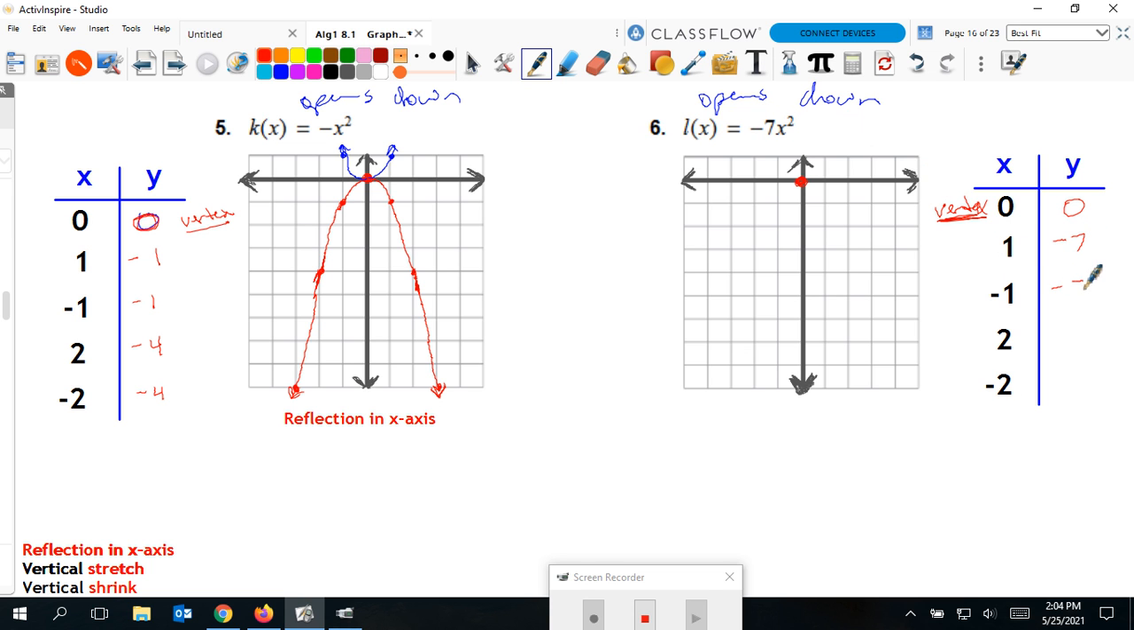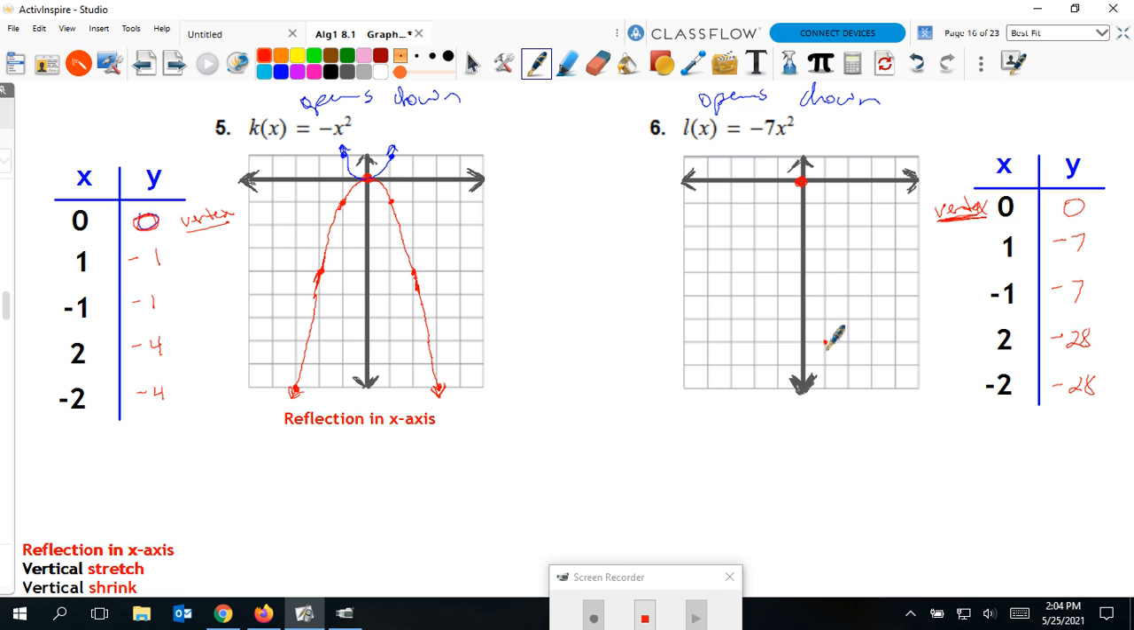If I plug in 2, 2 squared, that's 4. 4 times negative 7 will be negative 28. I'm not going to be able to graph that one. And I'm going to get negative 28 also with negative 2. When I go that direction, 2 units that way, I'll get the same thing because of symmetry, remember? That's why we're getting the same 2 numbers here. So when I go to 1 this way, I'm going to go down 7. 1, 2, 3, 4, 5, 6, 7, and negative 7.